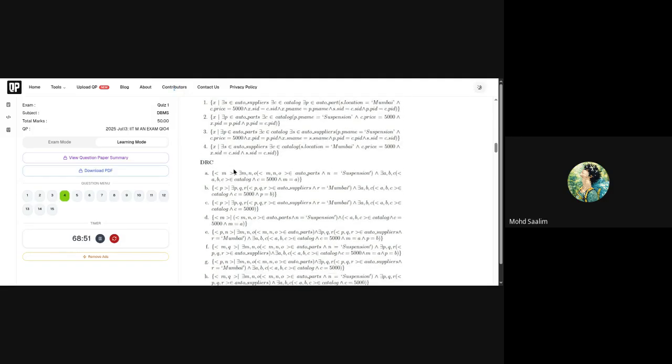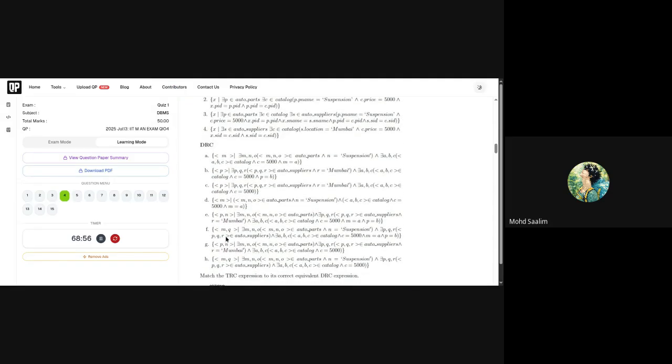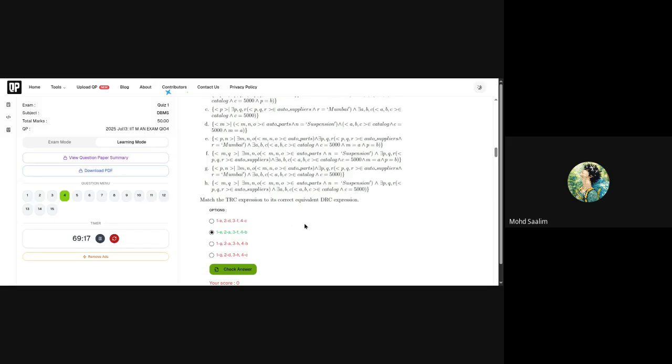Okay, we selected G as incorrect. Our A was correct. For one, we had E and we selected G. Let's quickly distinguish between them. MNO, auto parts, EQR, auto suppliers, R is Mumbai, ABC, catalog. In G, we don't have the inner join conditions. In E, we have.